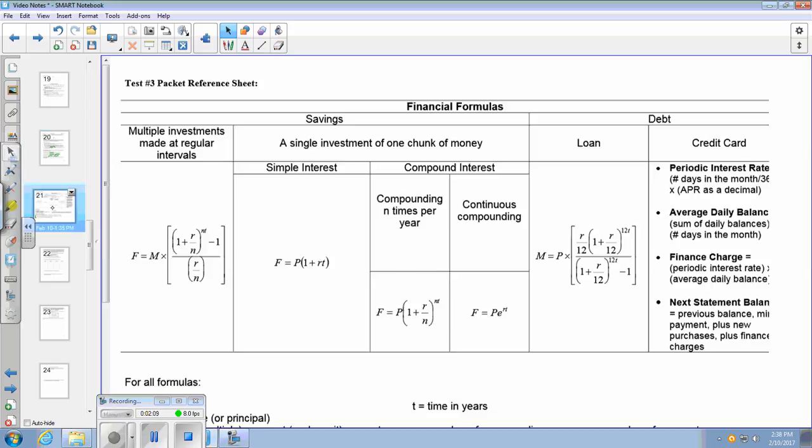Okay, so I do want to call your attention to that formula sheet that we've seen before. Note that the last column on the right has these pieces we just looked at under credit card. So it reminds you of all 4 of those pieces.